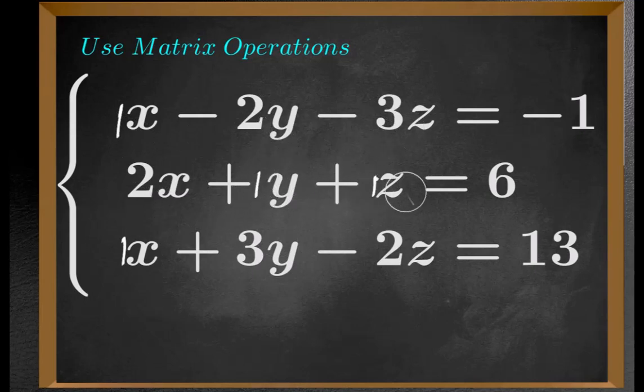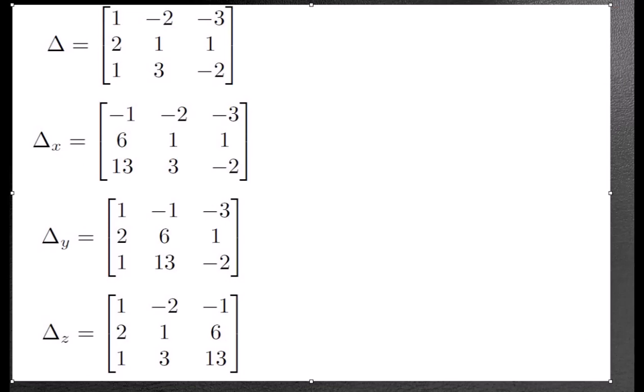And if you see the coefficients here, there's 1, minus 2, minus 3, 2, 1 and 1, 1, 3 and minus 2 for the x's, the y's and the z's. So I'm going to pull some matrices from Text Studio with better formatting, so we can base our calculation on that.